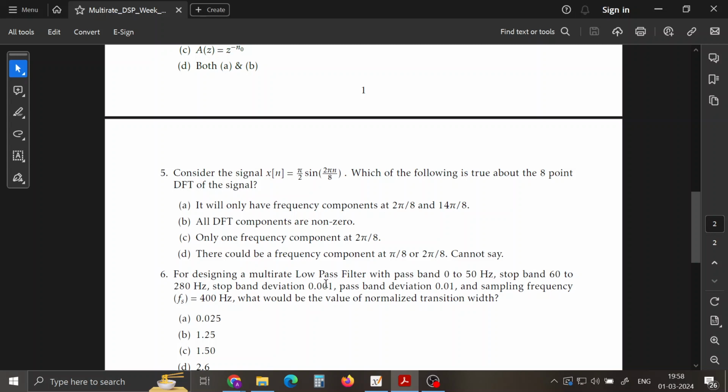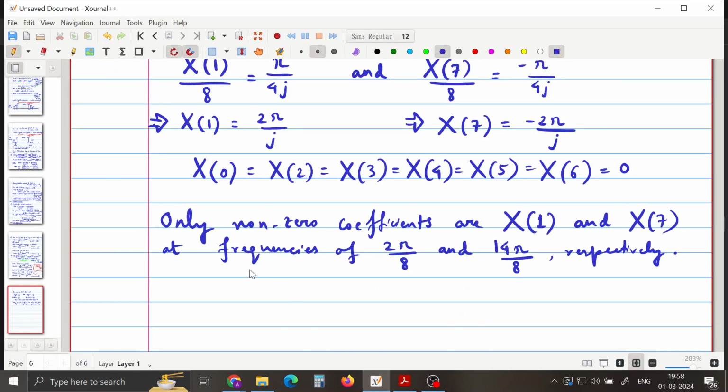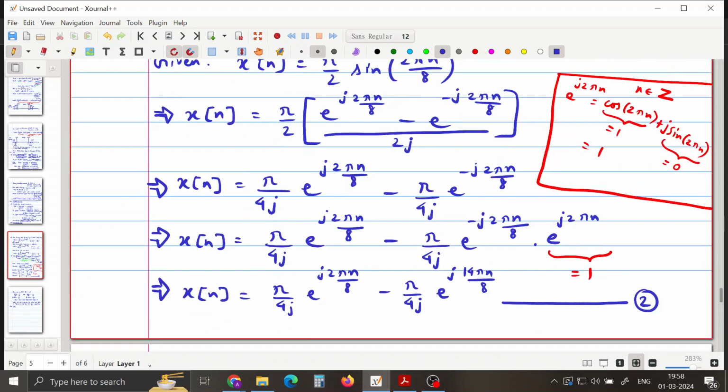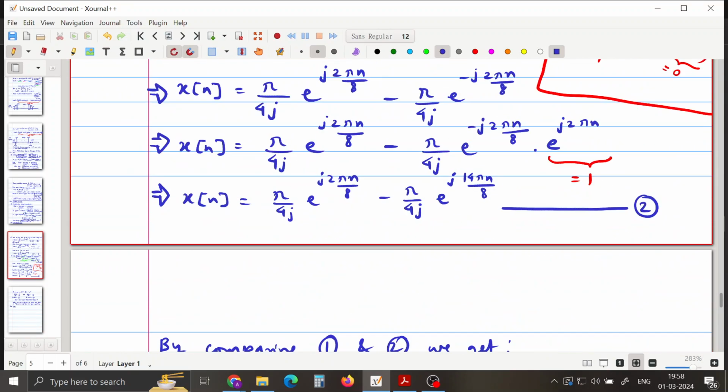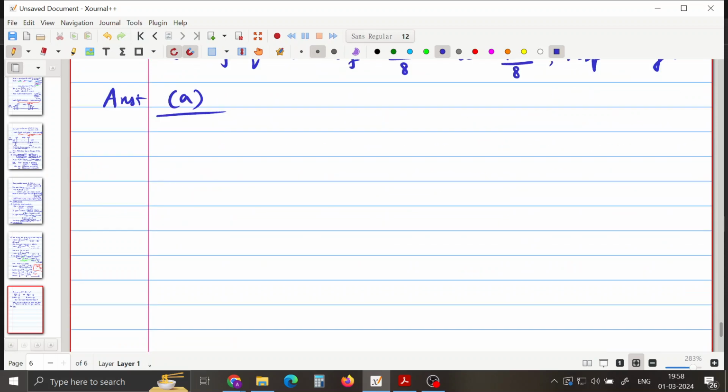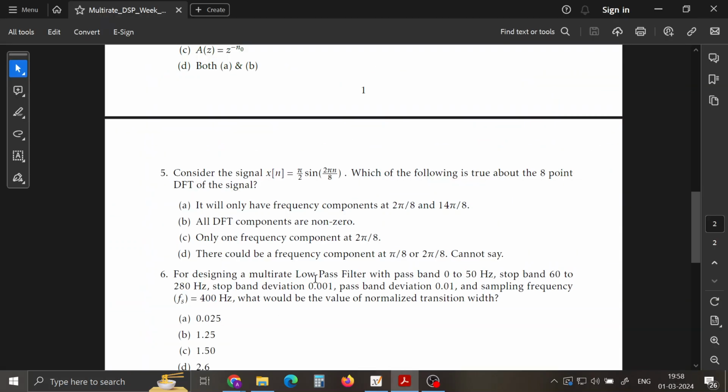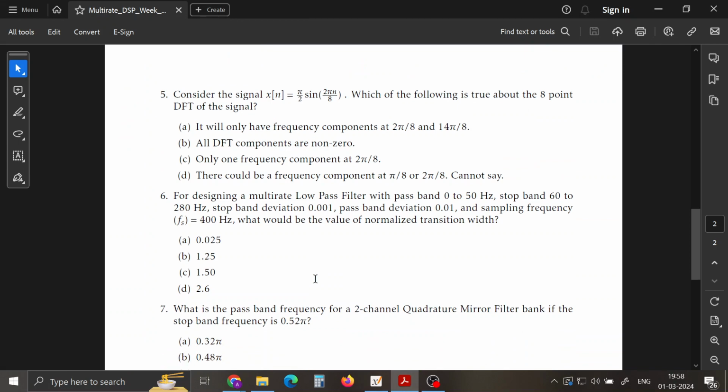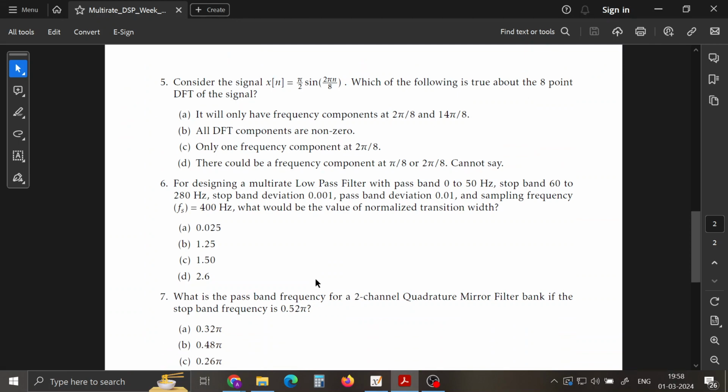So yeah, that's exactly your option A, right? It will only have frequency components at 2 pi by 8 and 14 pi by 8. So that's your option A. Okay, fine. Now the sixth one, seven, these are just one line questions. I'll quickly go through them.